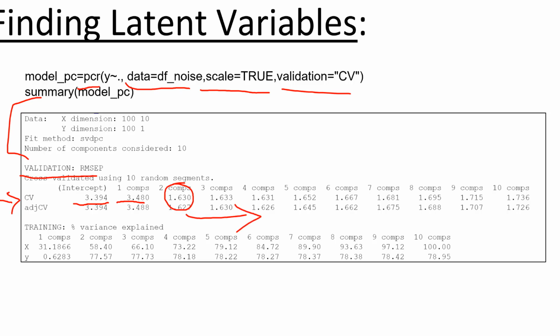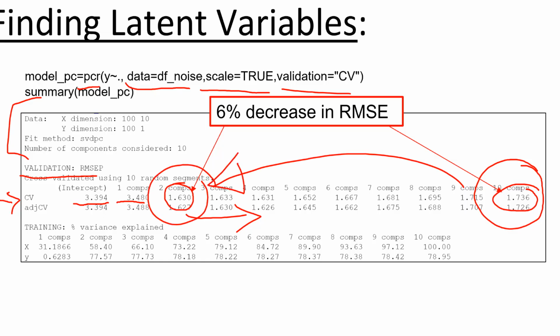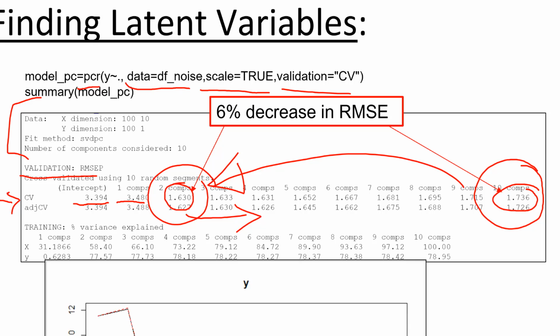And then you can see as we add more principal components, our error goes up a little bit each time. And then out at 10, this is the same as doing linear regression on all 10 variables, our error is up to 1.736. And so we get a 6% decrease in root mean squared error going from linear regression on the full data down to linear regression with just the two principal components. We can plot root mean squared error as a function of the number of principal components, and we see doing regression on two of the principal components will give us our best result.